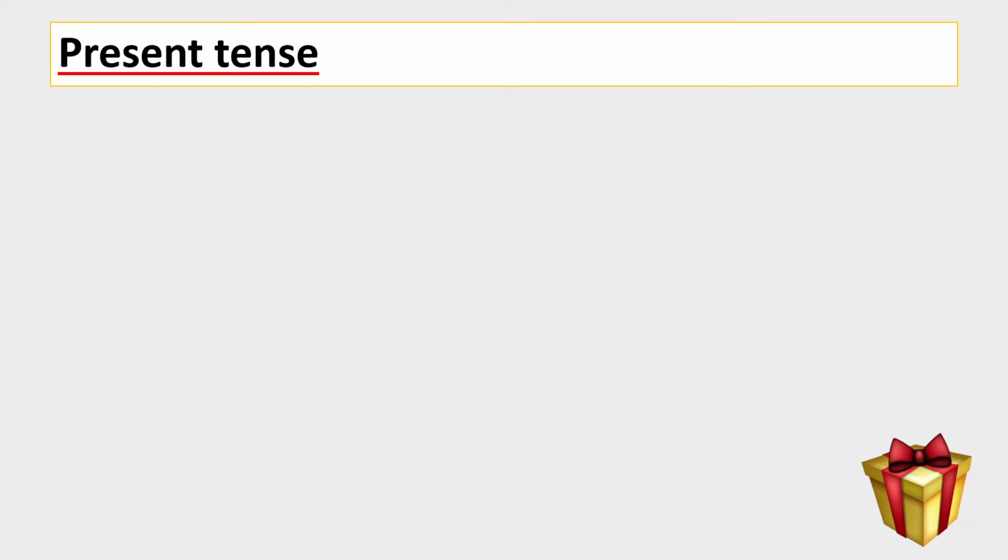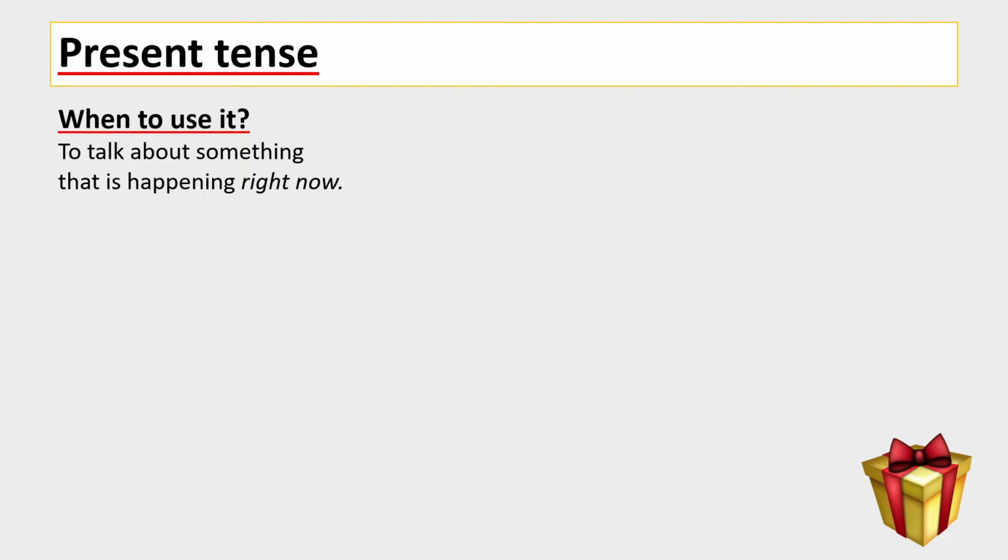So here we have the present tense. When to use it. The present tense is used to talk about something that is happening right here, right now. So for example, I am creating this lesson and recording it for YouTube. That is what I'm doing right now, present tense.